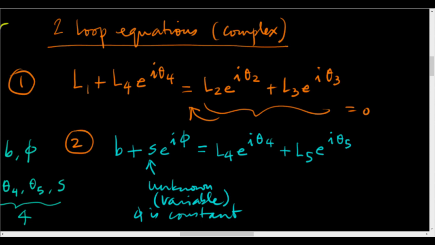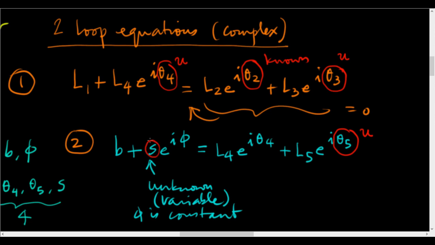Let us count our unknowns. For that I will use red here. Theta 2 is known. This one is unknown. I will write U here for unknown. Theta 3 is unknown. I will write U here for unknown. Theta 4 is already listed, so it is not a new unknown. Theta 5 is a new unknown, and S is a new unknown. Remember that phi is a constant.